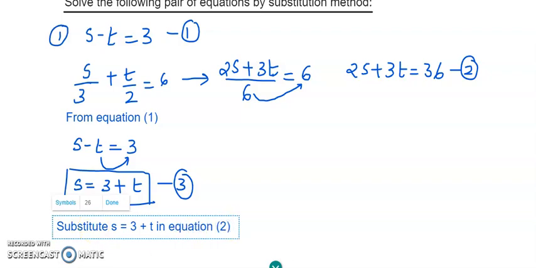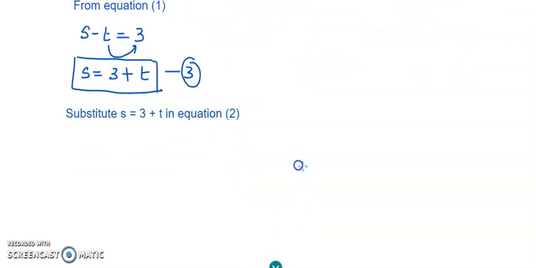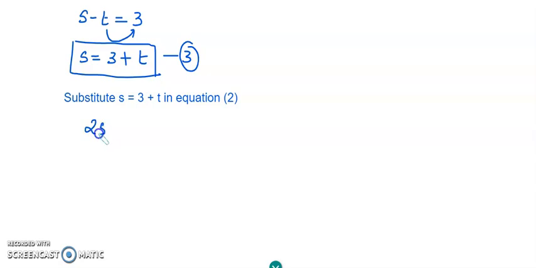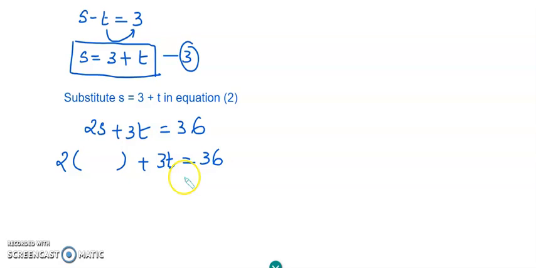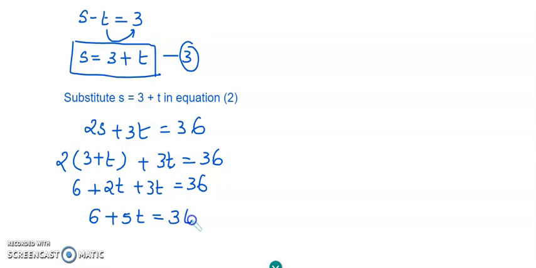Let's take my equation 2, that is 2s plus 3t is equal to 36. What do we have to substitute? s. So keep the 2 as such, put a bracket for s, keep the 3t as such, and 36. Now in place of s, I put 3 plus t. Now distribute: 2 times 3 is 6, plus 2 times t is 2t, plus 3t is equal to 36. These two are like terms, so this becomes 6 plus 5t is equal to 36.